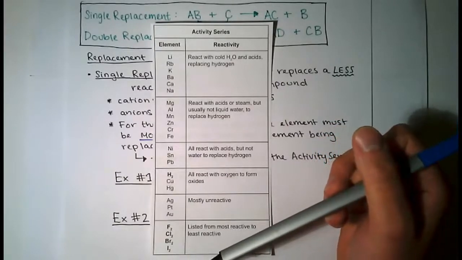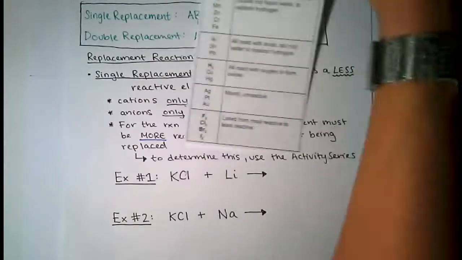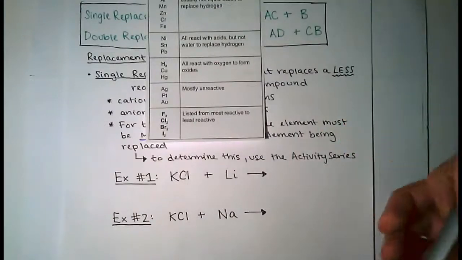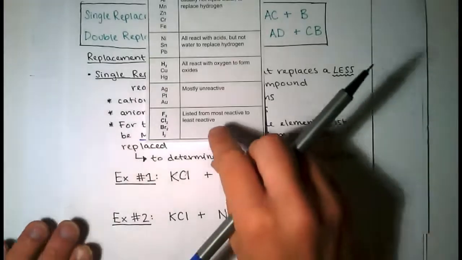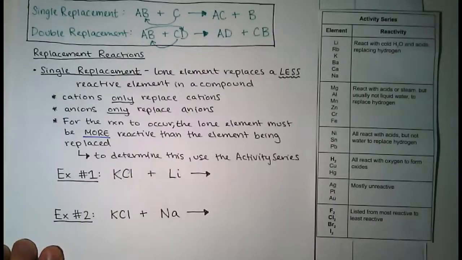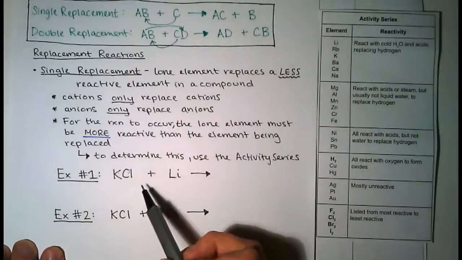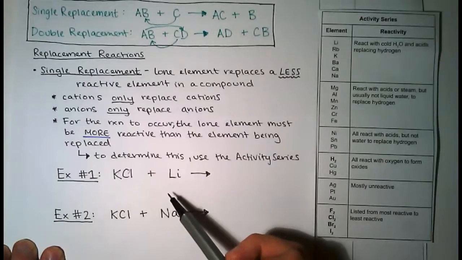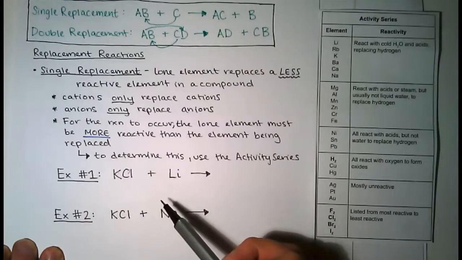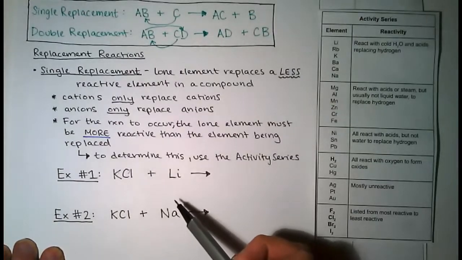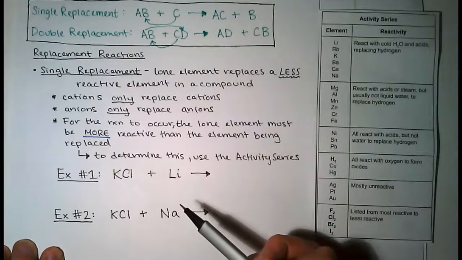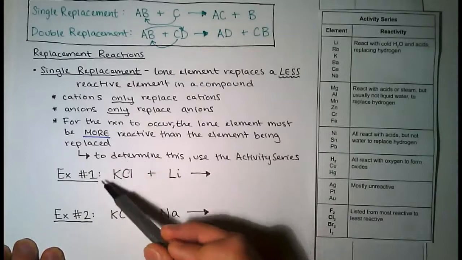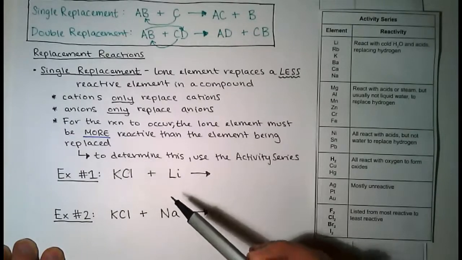So basically, for an element to replace something in a substance, it has to be higher in the activity series than the thing that it is replacing. So let's look at a couple of examples. So in example 1, we have potassium chloride reacting with lithium. And so we can go ahead and predict the products of this reaction before we determine whether or not it will occur. We can predict what the products would be regardless, but then at the end we do have to determine whether or not this reaction would actually occur if we put lithium in with potassium chloride and try to react them together.